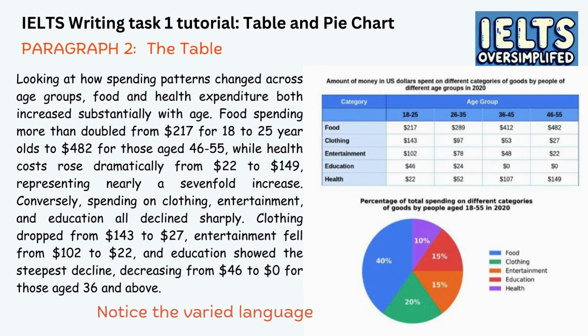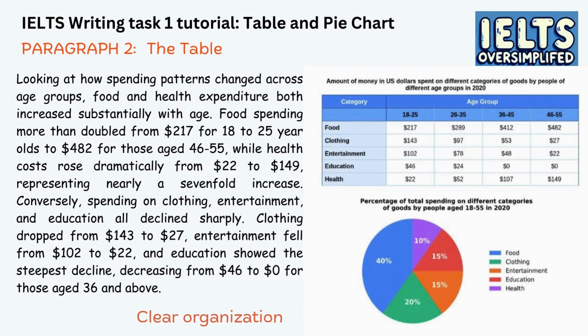Notice the varied language. Increased substantially, more than doubled, rose dramatically, declined sharply, dropped, fell, and steepest decline. These vocabulary words are commonly used in IELTS Task 1. You should commit them to memory.